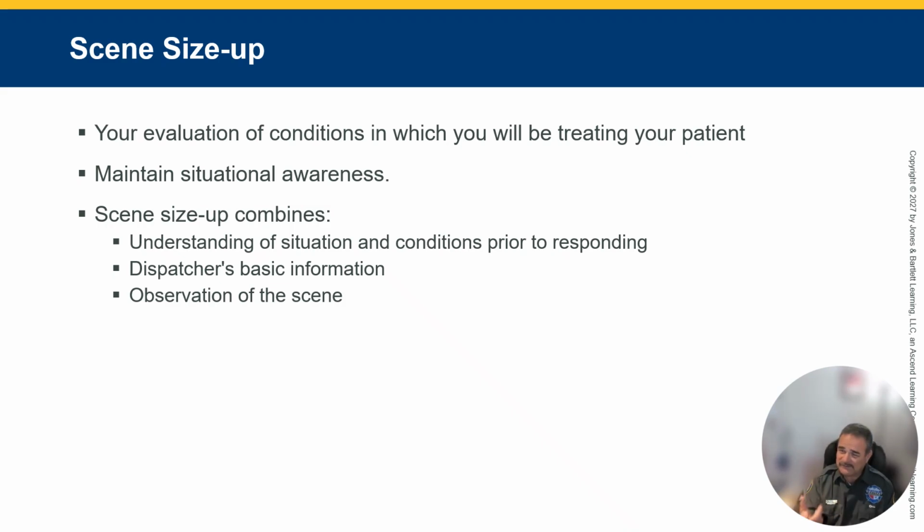The dispatcher's basic information is what gets you started, okay? When you're on the way and you know it's a car accident, you need to be looking for fire, you need to be looking for hazards, you need to be looking at things that'll get you, okay? So information that dispatch will give you helps you a lot. Then the observation of the scene itself.